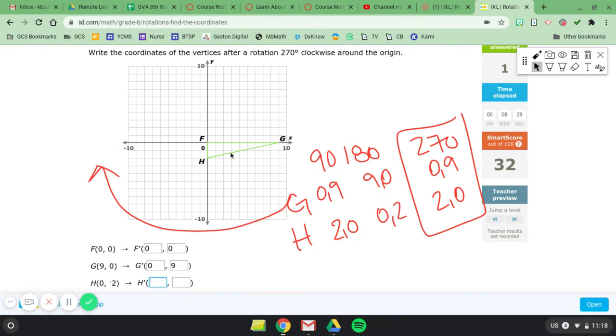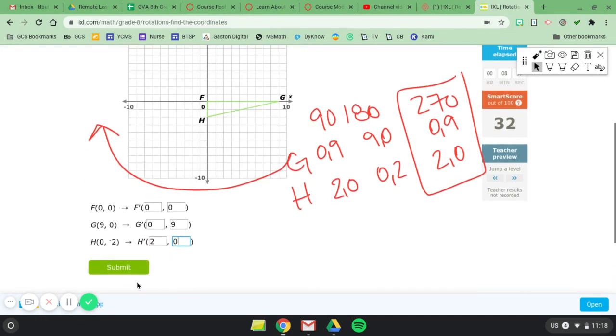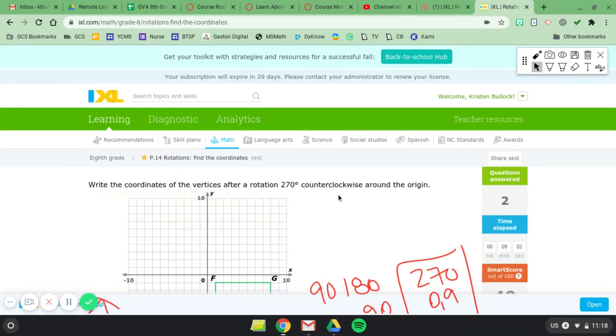And now let's talk about H. H is at 0, -2 starting out. A 90 degree rotation clockwise will take us to -2, 0. 180 degrees will take us to 0, positive 2. And then finally, our 270 degrees will bring us here on the x-axis to positive 2, 0. So that one was a little tricky because they weren't actually in a quadrant. They were on the x and y axis.